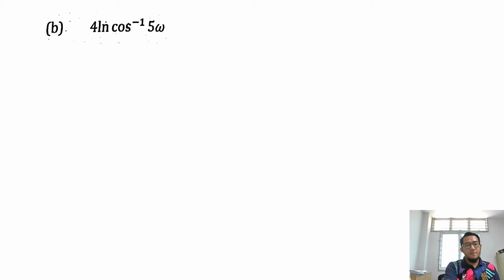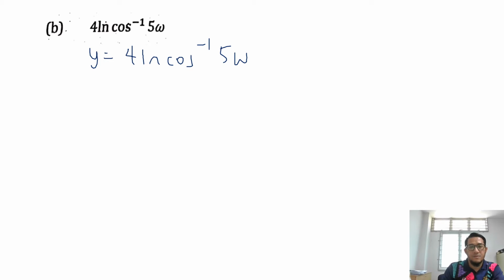Next is question B. The question B is 4 ln cos inverse 5w. Okay, so let's say y equals 4 times ln cos inverse 5w. For this question, we are assuming that cos inverse 5w is inside the ln. We assume like this, because this question is not very clear, since we don't know which part cos inverse is in. So I just assume that cos inverse here is in the part of ln.